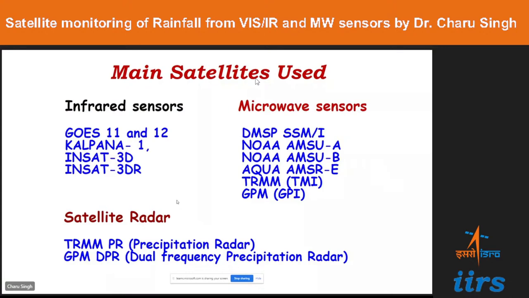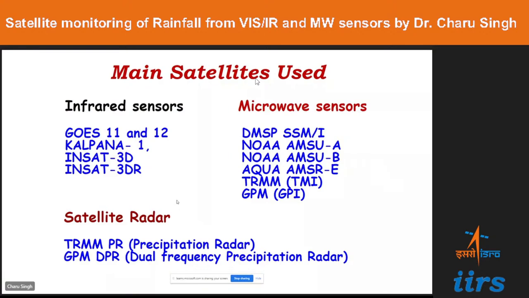There are the microwave sensor based satellites like DMSP SSMI, NOAA AMSU-A, AMSU-B, Aqua AMSR-E. TRMM has one microwave sensor on board, that is TMI. TRMM Microwave Imager is the name of the sensor. Then there is a sensor called GMI on board GPM. Now TRMM is out of phase, so we have the data available from GPM for rainfall monitoring.